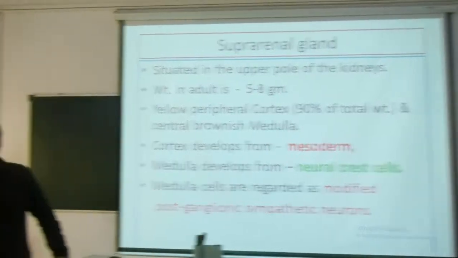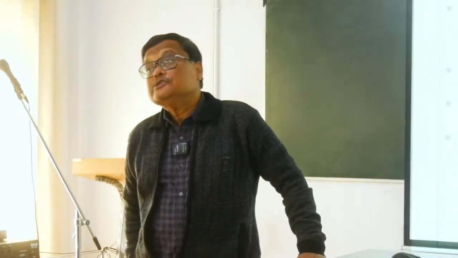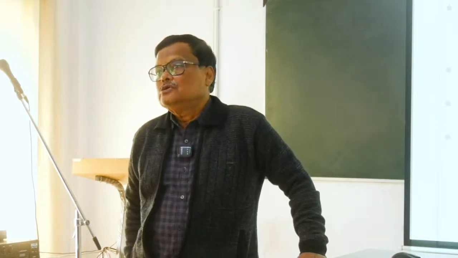Medulla cells are regarded as, very important, modified postganglionic sympathetic neurons. Actually, medulla cells are nothing but sympathetic postganglionic neurons. You know, in an autonomic ganglion or any ganglion, there is a preganglionic and a postganglionic nerve. And medullary cells are regarded as the modified, specialized postganglionic sympathetic neurons. So, adrenal medulla is supplied by only a preganglionic sympathetic nerve, because the postganglionic nerve is itself the cells. So, no need of a postganglionic nerve.